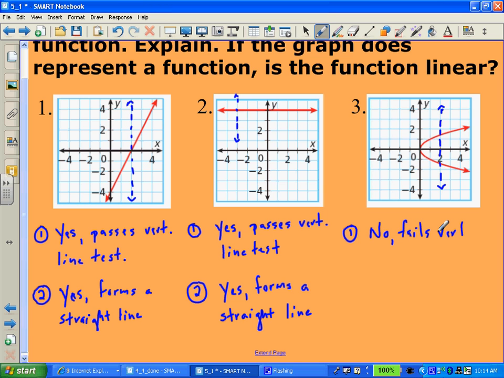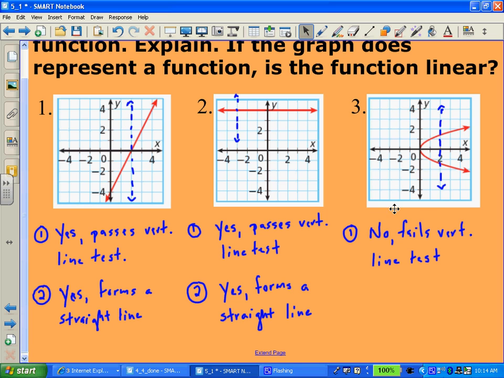Now if it is not a function, then we don't even need to answer question number 2. Because if it's not a function at all, it's not going to be a linear function. Okay? So when it's not a function, then we don't have an answer to number 2, because number 1 answers the question. If it's not a function at all, then it's not going to be a linear function.